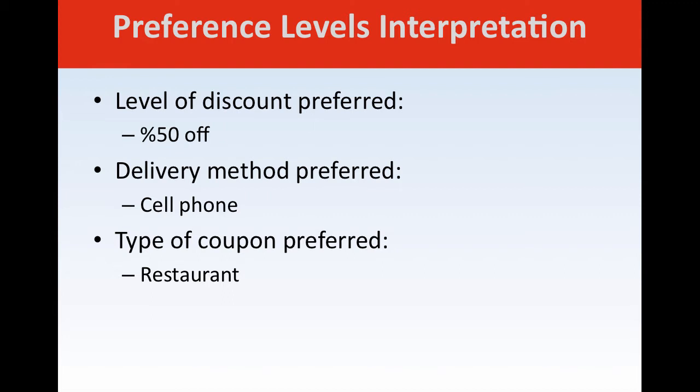So, just a reiteration of what we just talked about. The level of discount preferred is 50% off. That's the one we want the most. We would like to get those 50% offs delivered via our cell phone. And if you're going to deliver the 50% off on our cell phone, make it a restaurant, because that's what we want.